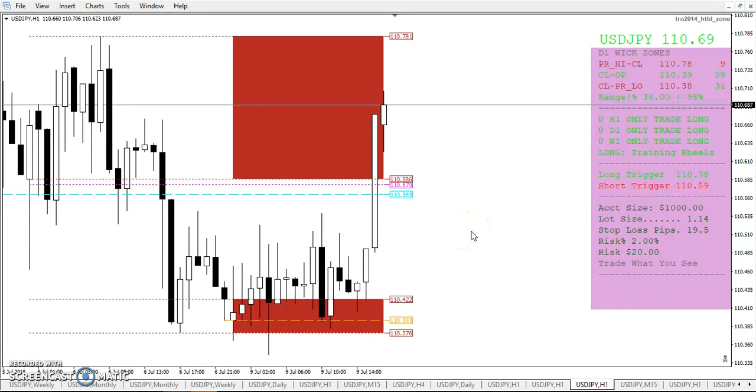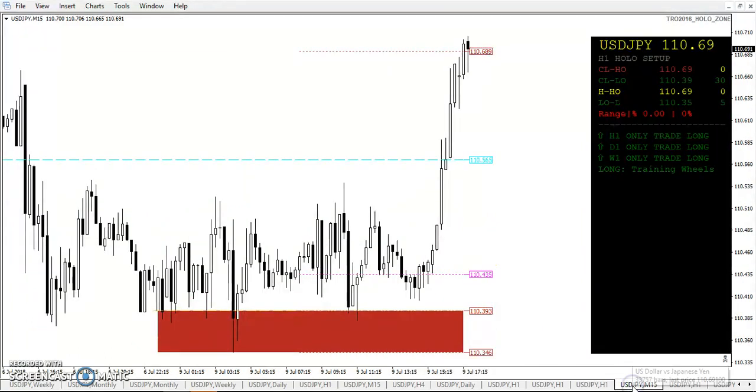And wick zones, once again, price doesn't like staying in the wick zone. We've got a nice range here, about 20 pips in this one. So price might wind up closing within this wick zone today. We'll just have to wait and see. And we've got a setup right here. 110.68, 69. Look for a short.